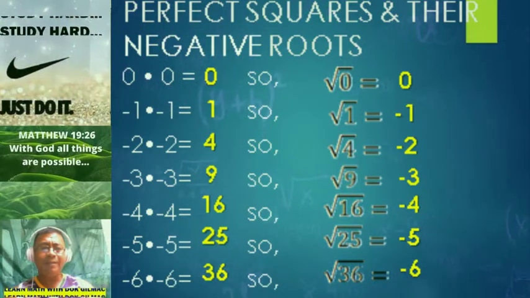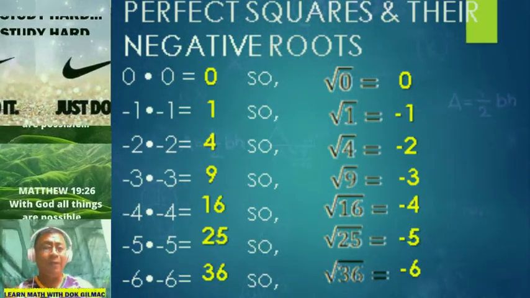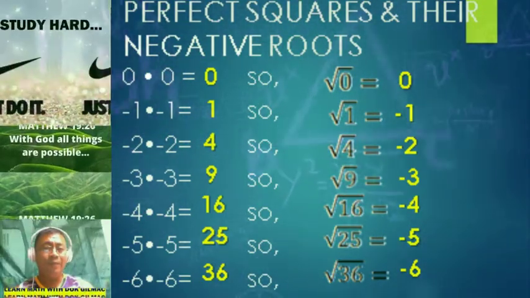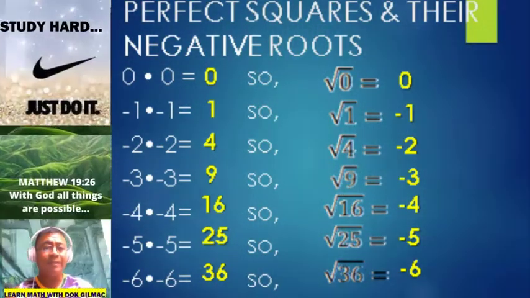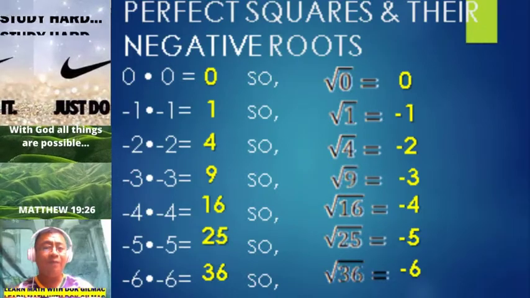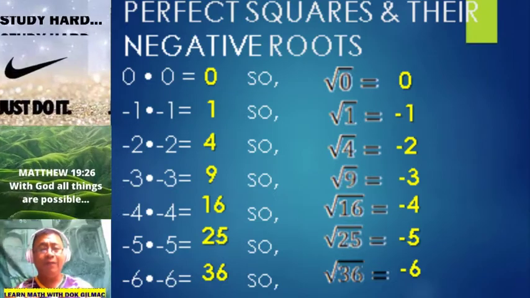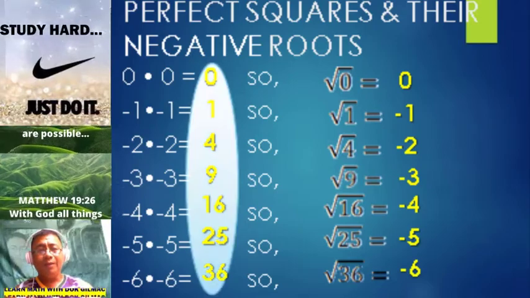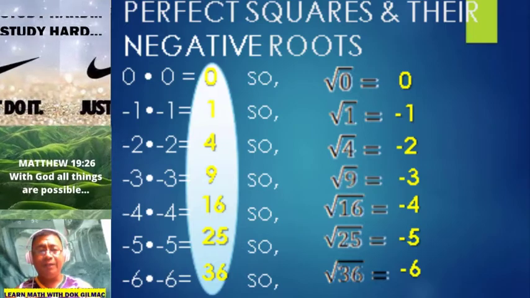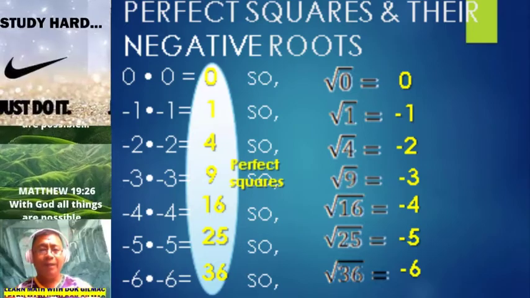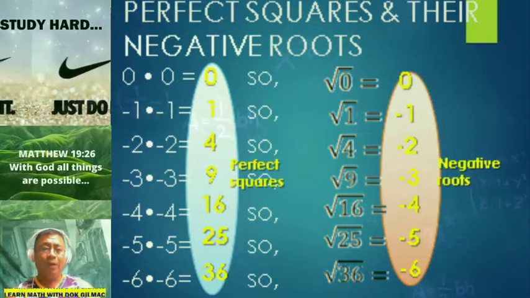So from here, class, the square root of 0 is 0. The square root of 1 is simply equal to negative 1. The square root of 4 is negative 2. Square root of 9 is negative 3. Square root of 16 is negative 4. Square root of 25 is negative 5. Square root of 36 is negative 6. As you can see, we have here 0, 1, 4, 9, 16, 25, and 36 are perfect squares, and we have here the negative roots of the perfect squares.